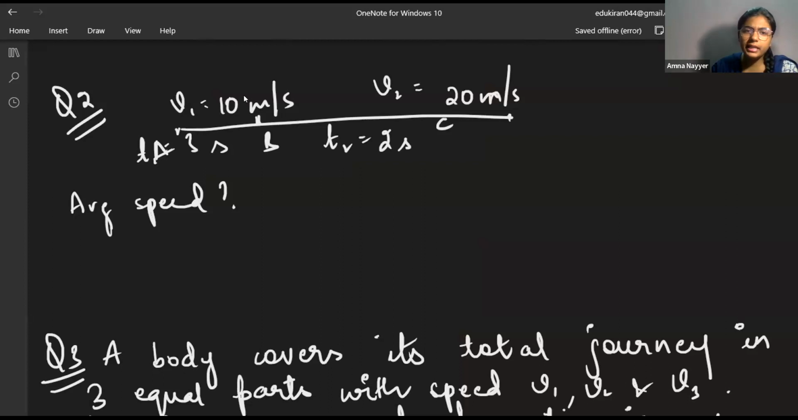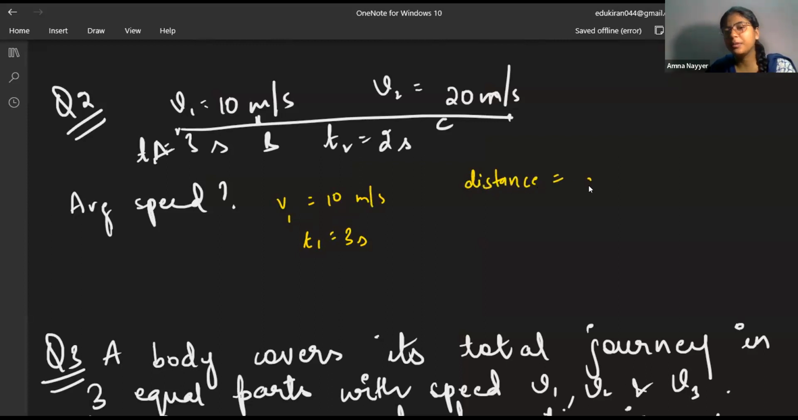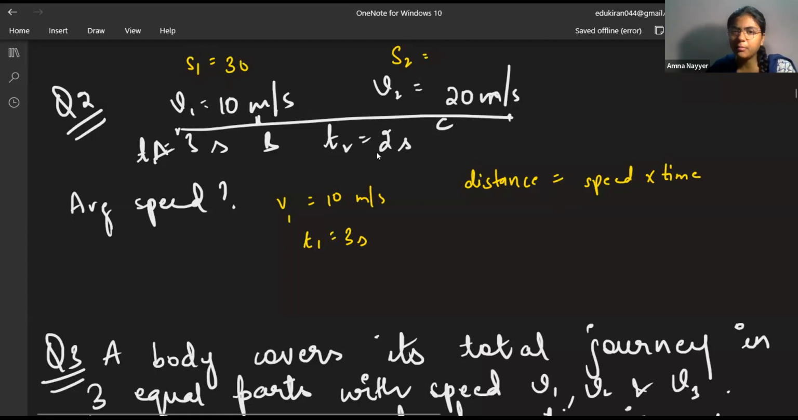Look here. In this case, I don't know what's the distance, right? V1 is the speed and T1 is 3 seconds. So distance is equal to speed multiplied by time. So distance 1 will be speed multiplied by time, which is 30, right? Again, distance 2 will be speed multiplied by time, that is 20 into 2. This is 40 meters. Now we have the distance.